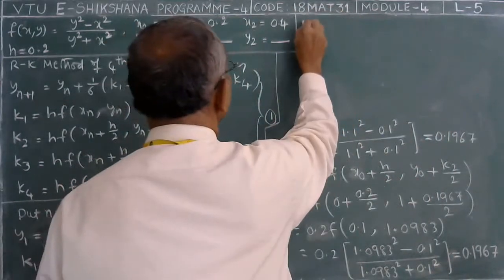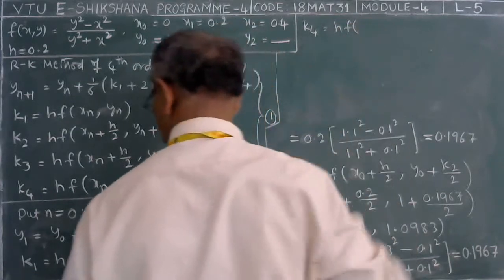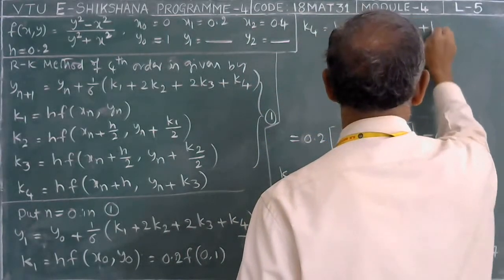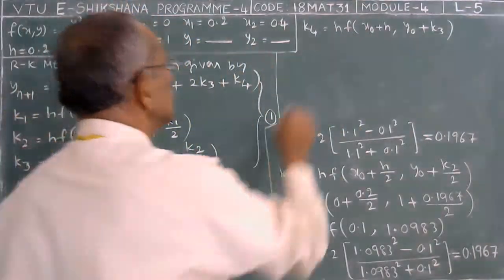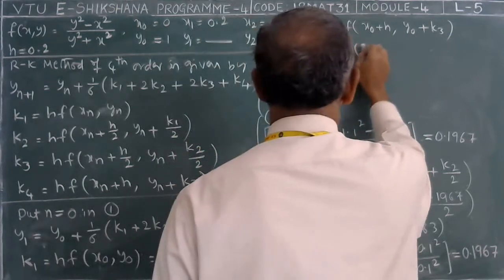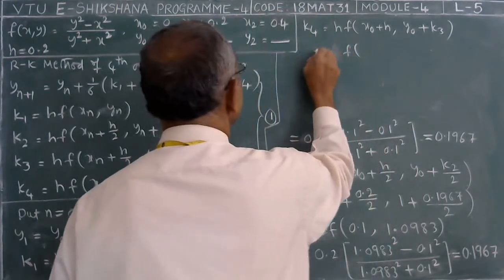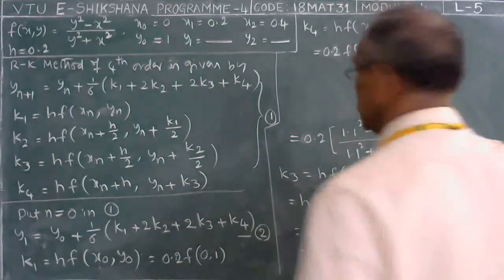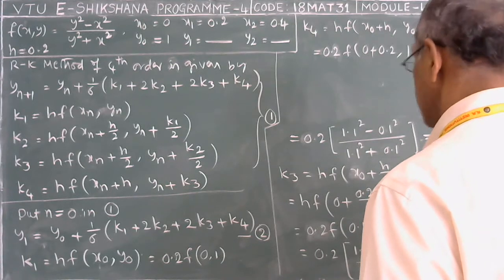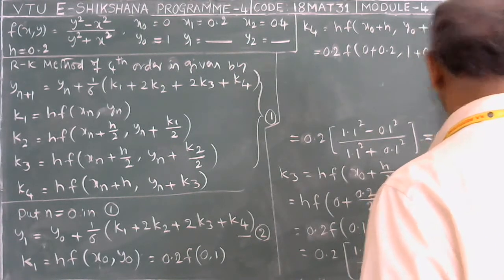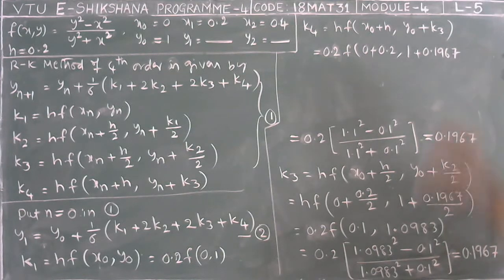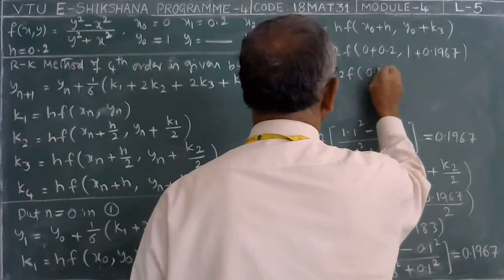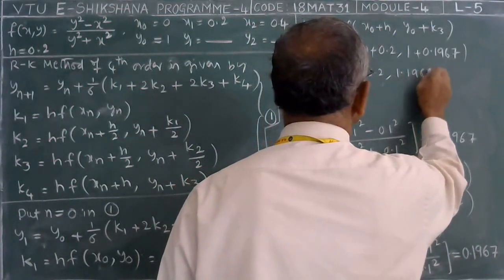So k4 is h into f of x naught plus h, y naught plus k3. So substitute now. Therefore, x naught is 0, and h is 0.2. F of x naught plus h is 0.2, y naught is 1 plus k3. K3 is 0.1967. So this is equal to 0.2 into f of 0.2 comma 1.1967.